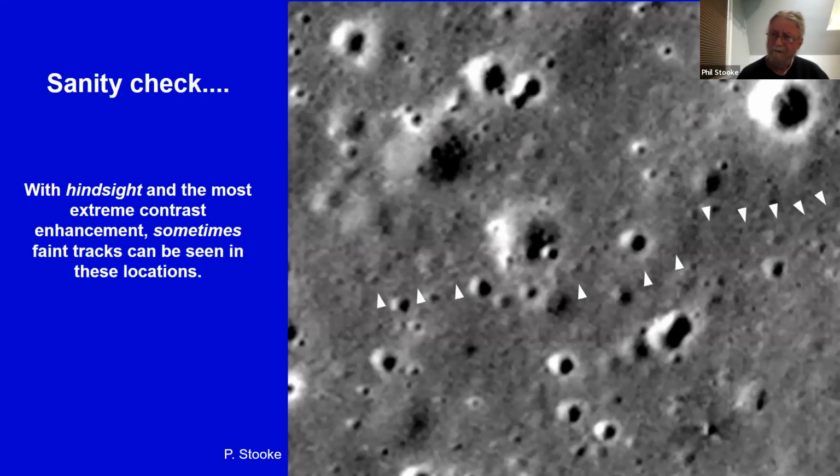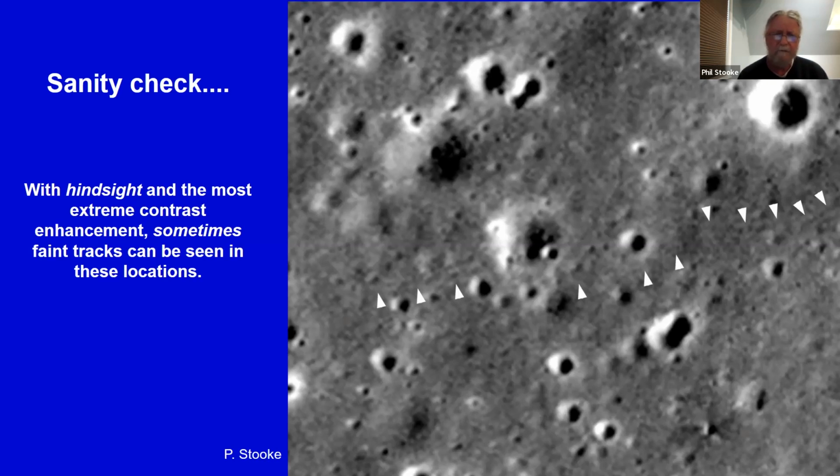You take the NAC image of that area and really crank up the contrast. And sometimes you can just sort of convince yourself that you can see faint tracks, and I've tried to identify a few here. But there's a problem with this, and that is that these images throw up a large number of false positives.